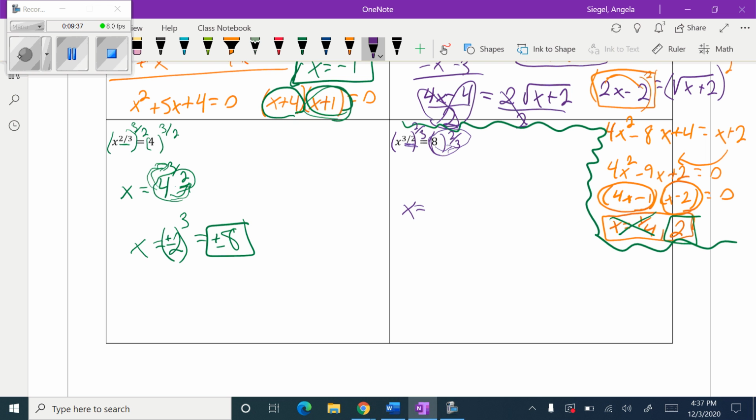So on the left-hand side, I'm left with x, but on the right-hand side, I'm left with 8 to the 2/3 power. So the cubed root of 8 is 2, and 2 squared is 4. And guys, we are done with this lesson.